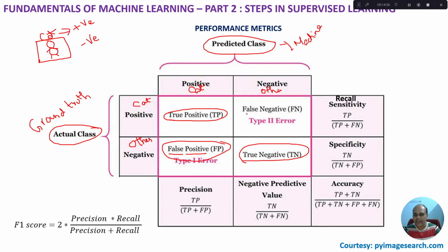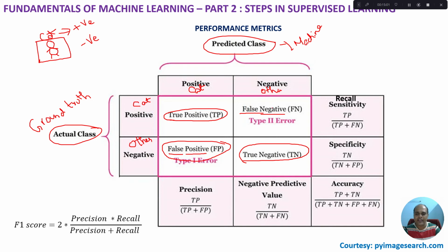In the same way, there is another category. Our machine makes a prediction negative, but this negative is wrong because the ground truth value says it is positive, it's a cat category. So it is called a false negative. So we need to compute these four parameters: true positive, true negative, false positive and false negative.